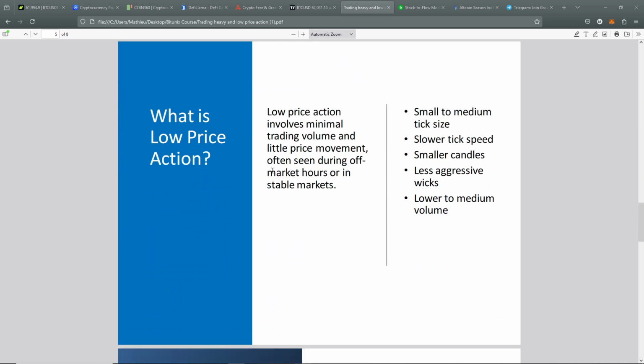Let's get into low price action. Okay, low price action involves minimal trading volume and little price movement, often seen during off-market hours or in stable, more trending markets. Once again, some of the things to notice with this low price action are small to medium tick size on the order book, slower tick speed, smaller candles, less aggressive wicks, and lower to medium volume.